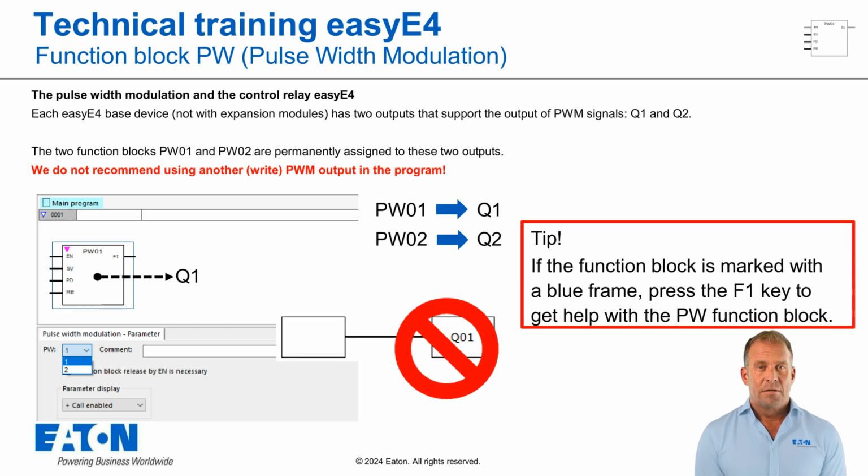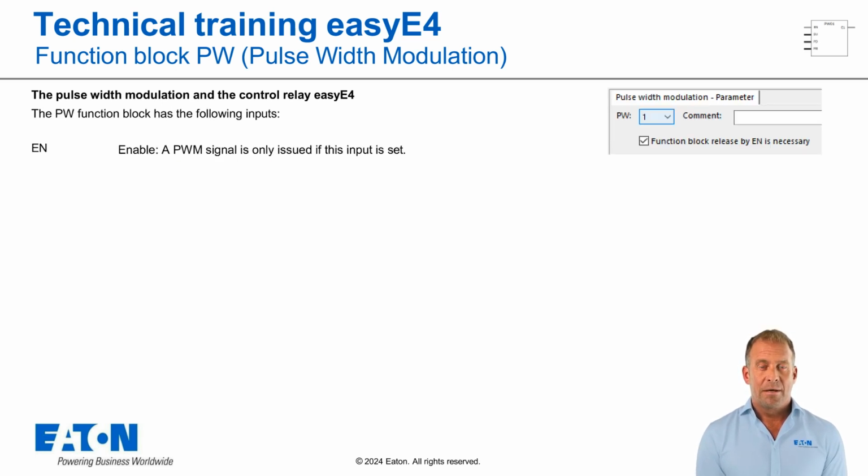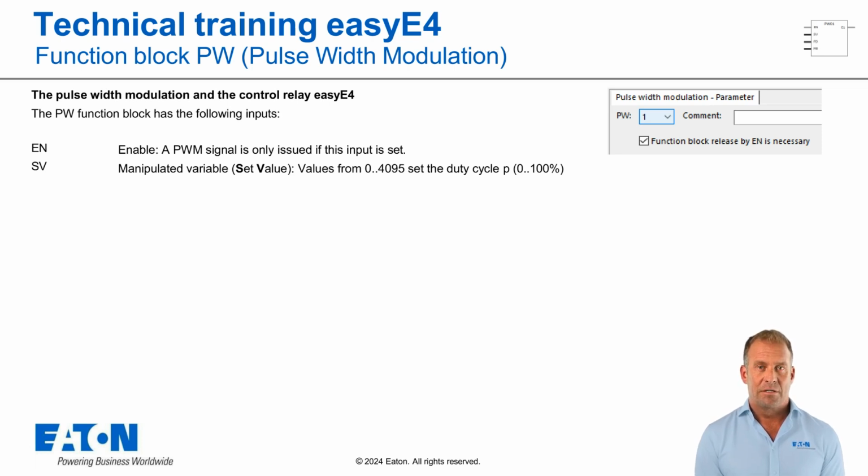A tip: select a function block in EZsoft with a single click and then press the F1 key to open the corresponding section for the block in help. With the input EN, enable, the module can be activated or deactivated by the program. SV is the input for the control variable, for example the duty cycle.